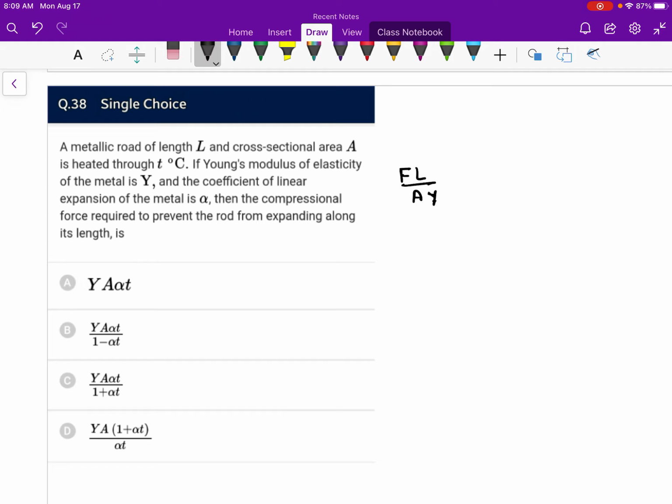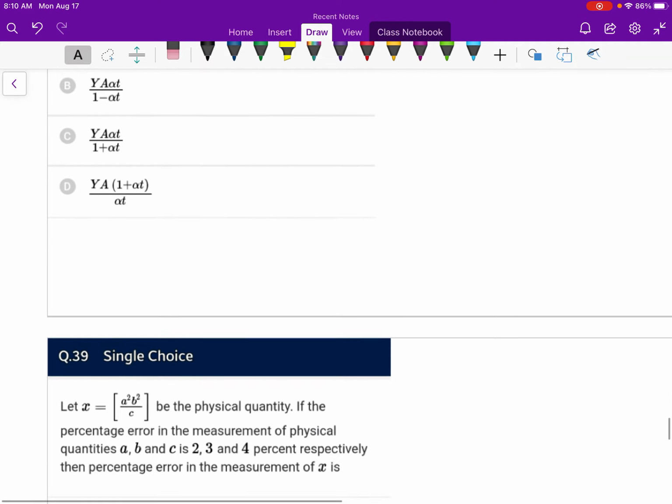So due to the compressive force, change in length is FL upon AY, and due to the heating, change in length is L alpha delta T, and the total change should be 0. So F should be AY alpha delta T. So minus AY alpha delta T, it is compressive, so neglect the minus sign. So YA alpha delta T is the correct option.